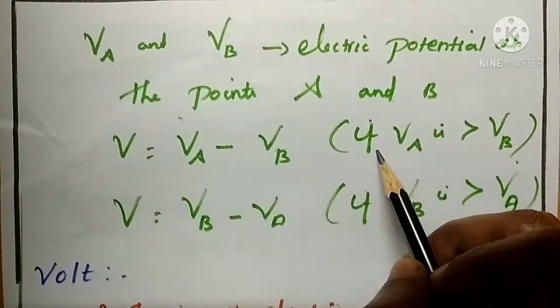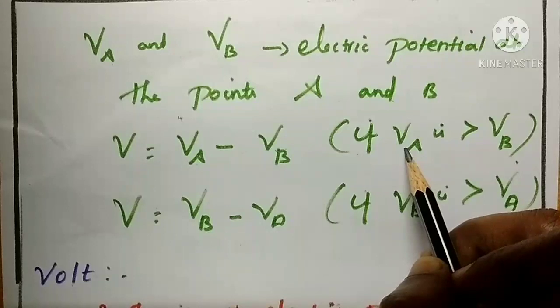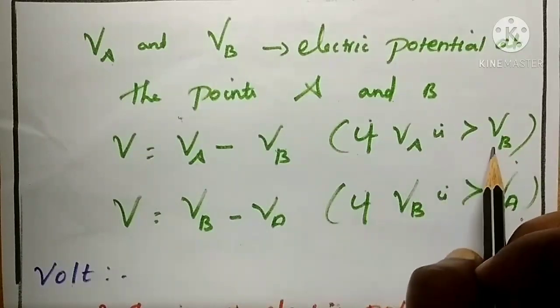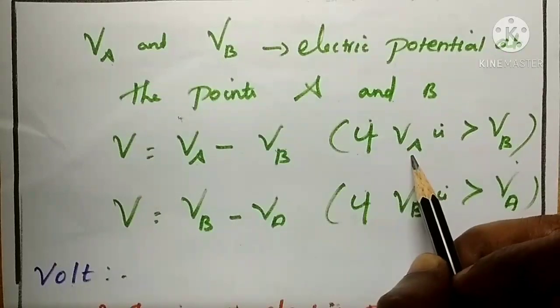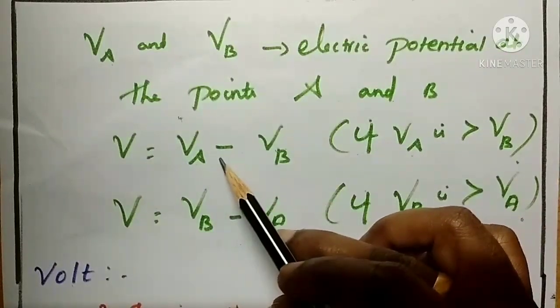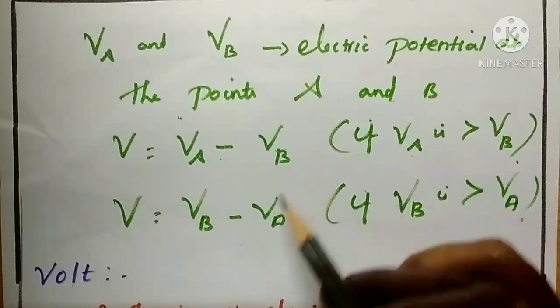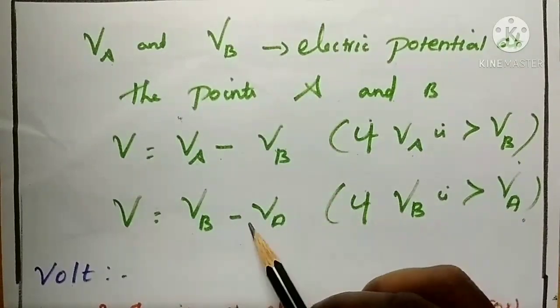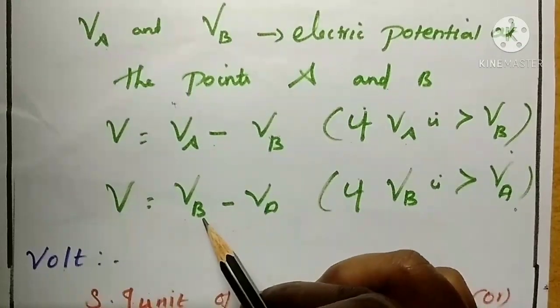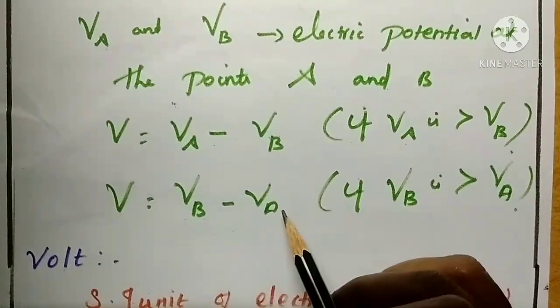So here what's the condition? If the potential at A is greater than the potential at B, then we have to subtract VA minus VB. Suppose VB is greater, then we have to use the formula VB minus VA, the potential at point B minus A.